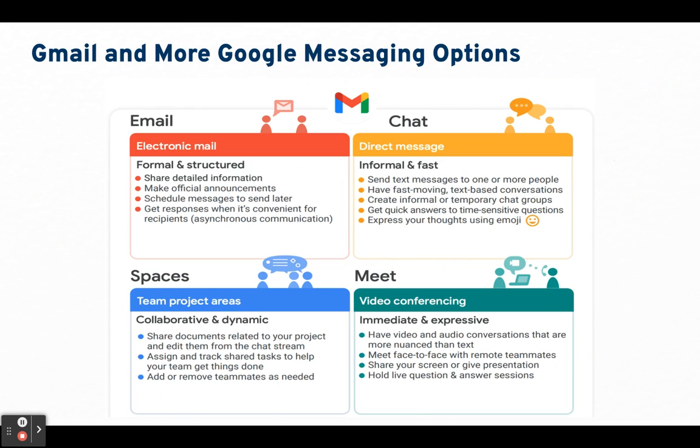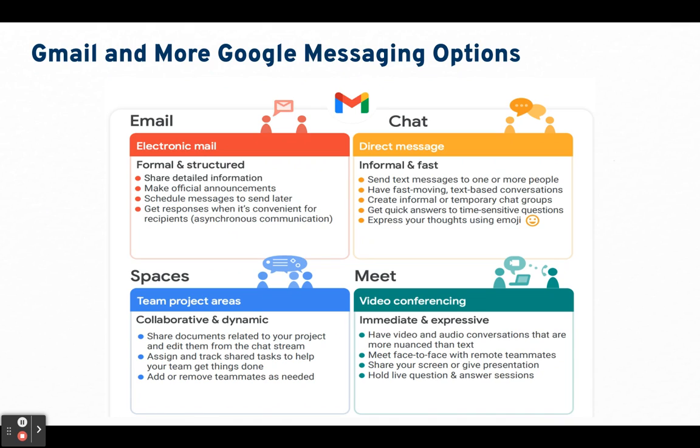So email obviously is your electronic email that we have our inbox for. You can do different things, and we'll go over how to schedule a message to send later in just a minute. So basically, respond to different people. Direct messaging is basically your chat. It's quick questions that might pop up, like a text messaging, so more one-on-one.